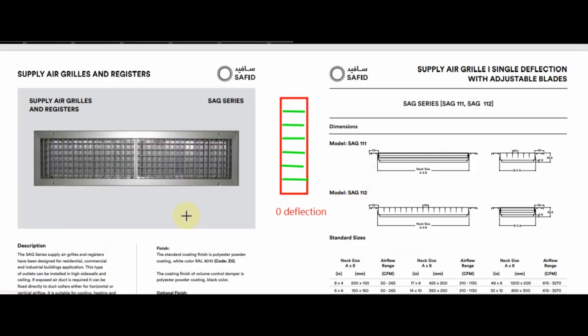What is deflection? You can see in this picture there are horizontal blades, 1, 2, 3, 4, 5, 6, like this. If they are straight like this in this section, then we call it zero deflection. And the supply air grill or register with zero deflection value has the maximum throw.